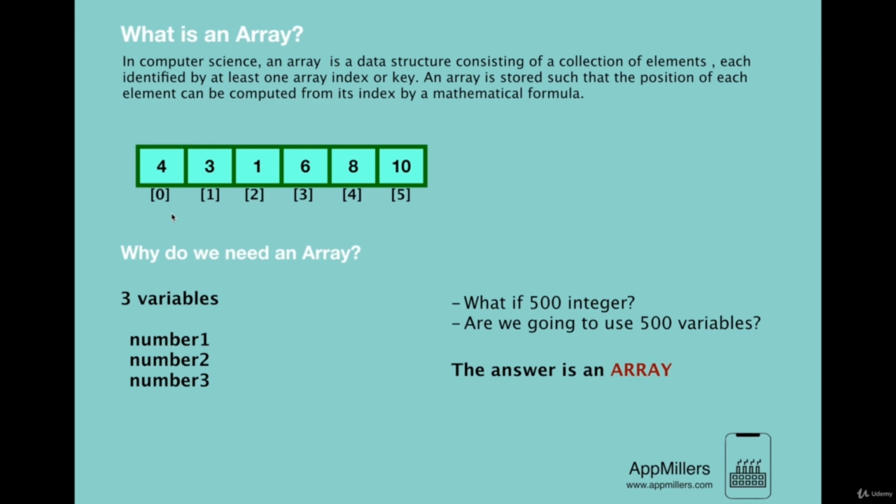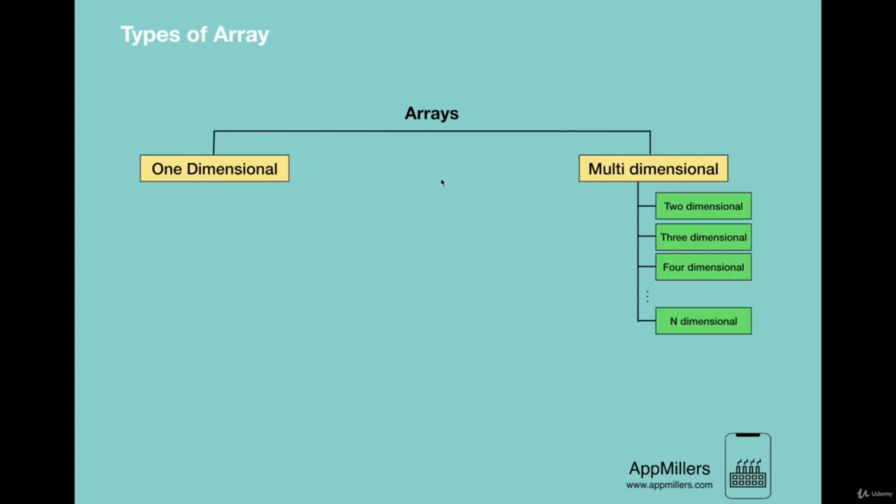Now, in the next lecture, we will look at different types of array. Alright, in the last lecture, we learned what an array is and why it is needed in programming. Now, in this video, we will look at different types of array. There are 2 types of array depending on the number of dimensions. They can be one-dimensional or multidimensional. Multidimensional arrays can be 2-dimensional, 3-dimensional, 4-dimensional, until n-dimensional. So let's see what we mean by this.